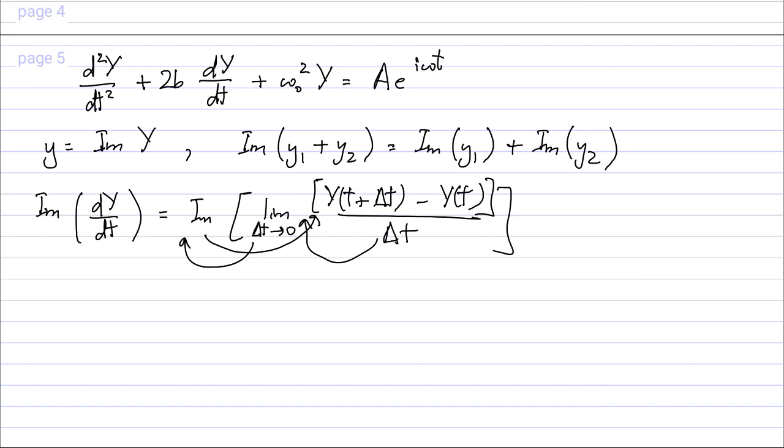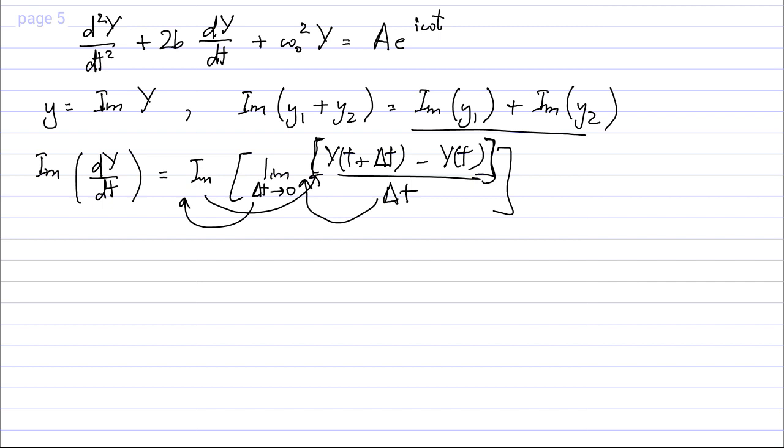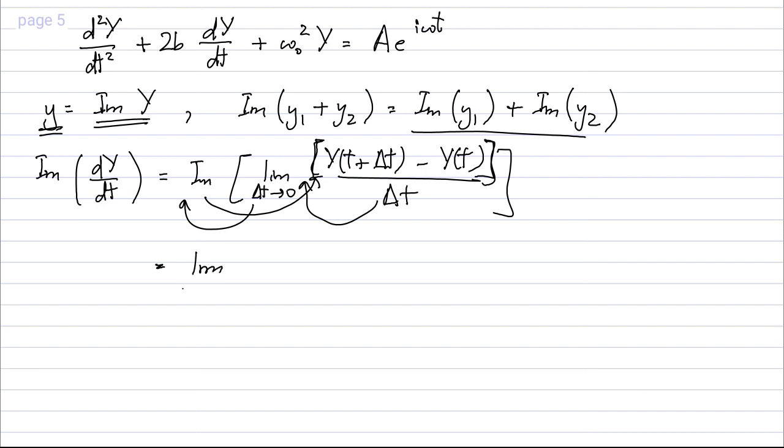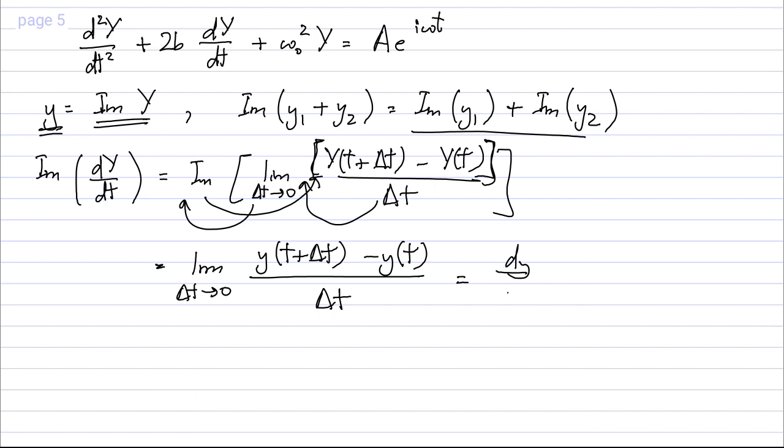This imaginary part sees this thing in the square brackets, and then you can use this property to write this as the difference of the individual imaginary parts in the numerator. And the difference of the individual imaginary parts by this definition will just be equal to the limit of y(t plus delta t) minus y(t) over delta t, and this of course is dy by dt.